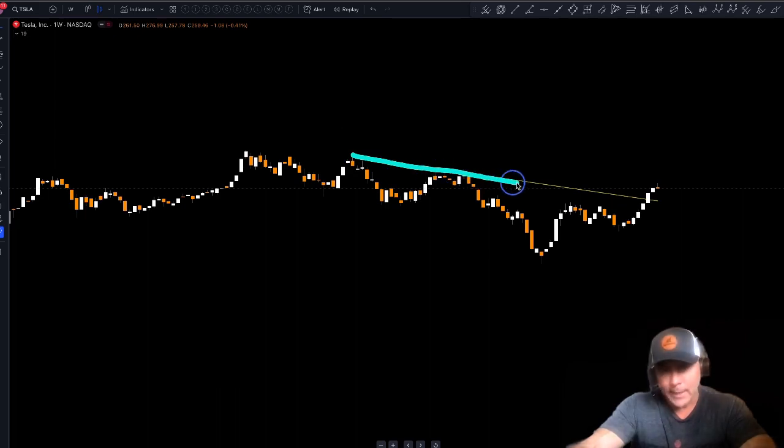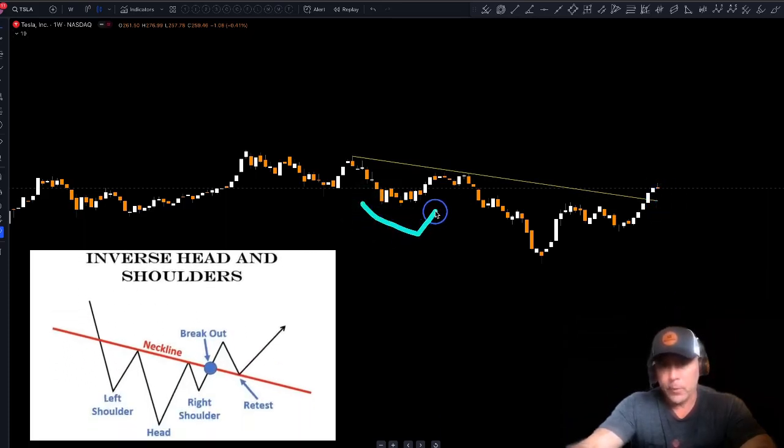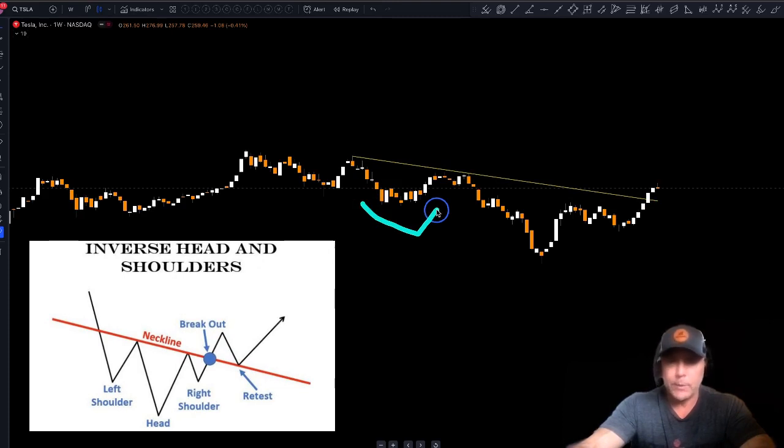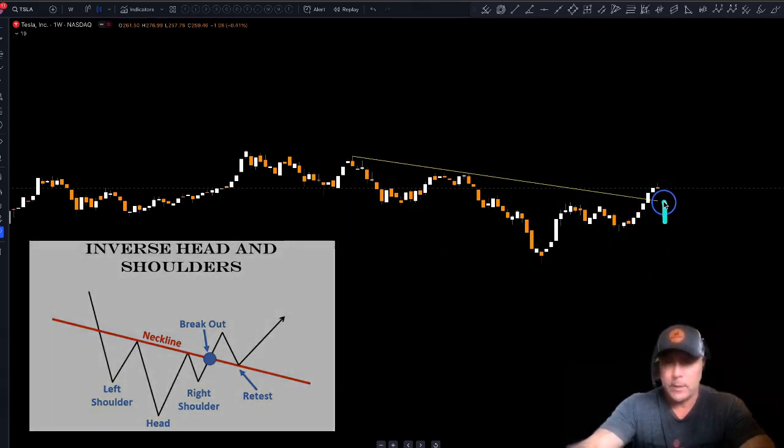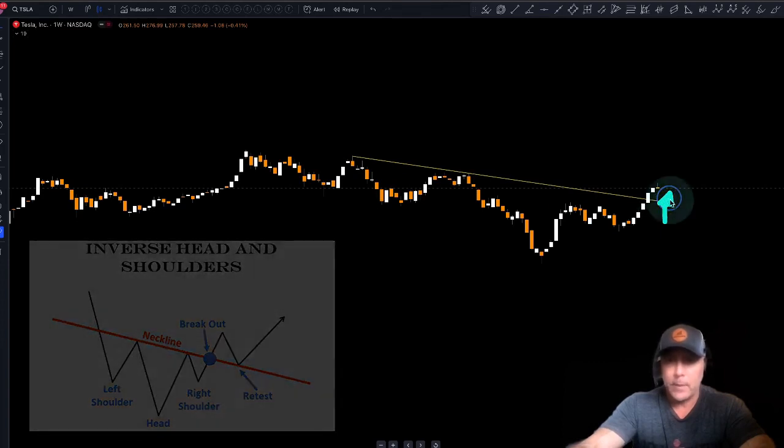I went wick to wick instead of body to body. So we've got a nice little breakout. But what I want to call out is this: we've got an inverse head and shoulders pattern, which is literally the number one most bullish pattern in all of trading. This is the left shoulder, this is the head, and this looks to be almost the completion of the right shoulder. Again, this is one of the most bullish patterns in all of trading. So this pattern validates this breakout that's in the making.